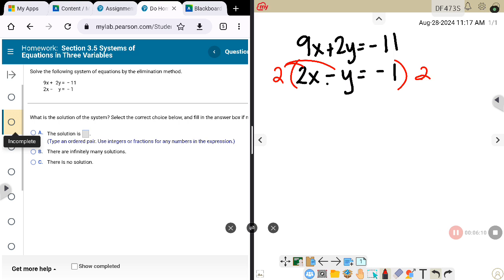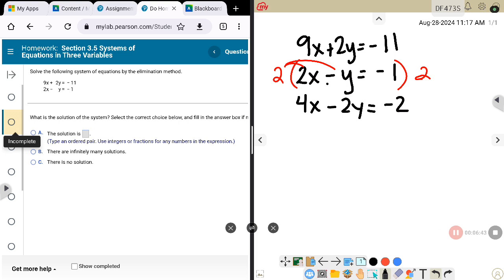So let's see what that gives me. I have 2 times 2x, which gives me 4x. Then I've got 2 times negative y. That's what's going to give me the negative 2y equals, on the right side, I've got 2 times negative 1, which gives me negative 2. So now that you've done that, this second equation and that bottom equation are actually equal. They're the same equation because I did the same thing to both sides.